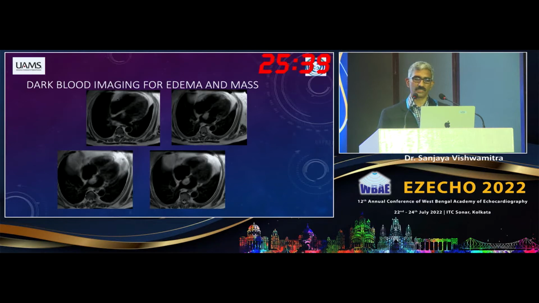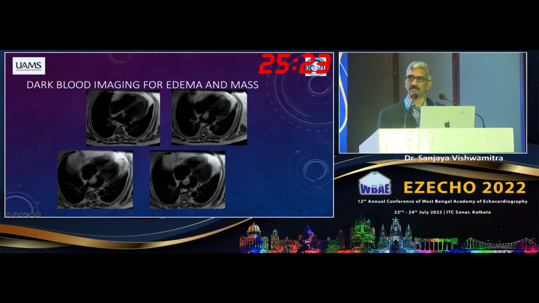What other sequences can we use? We use something called dark blood sequences, where we essentially suppress the contents of the cavity. And this allows us to basically evaluate lesions such as this atrial myxoma, which is along the septum. And of course, I'm not showing you the cine view.